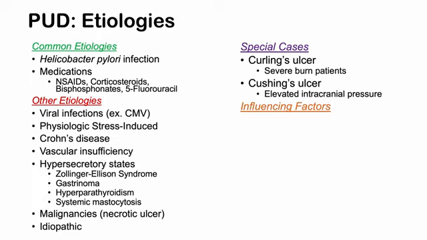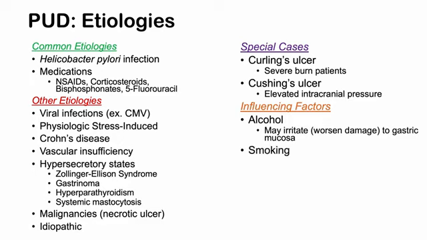And there are some influencing factors that make some peptic ulcers worse. They're not necessarily the cause of the ulcer itself, but they may make the ulcer or symptoms related to the ulcer worse. These include alcohol, which may irritate or worsen the damage to the gastric mucosa, and smoking, where the data is not clear, but it seems to increase the risk of ulcerous complications, mortality, and impairs healing of ulcers. So it might not necessarily be a cause of an ulceration, but it seems to play a role in making the ulcer worse and impairing the healing of the ulcer.